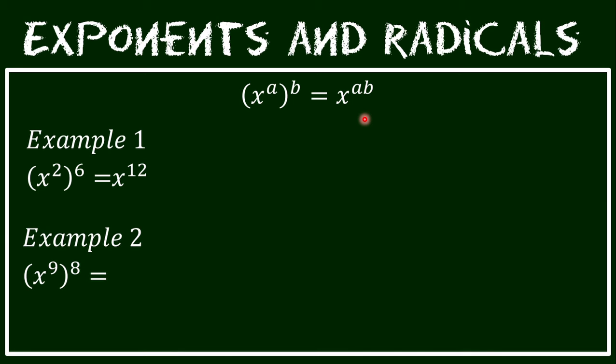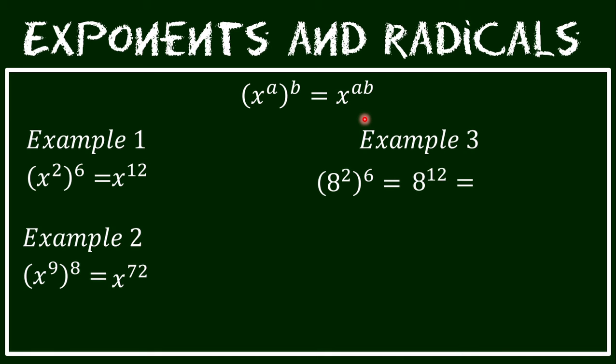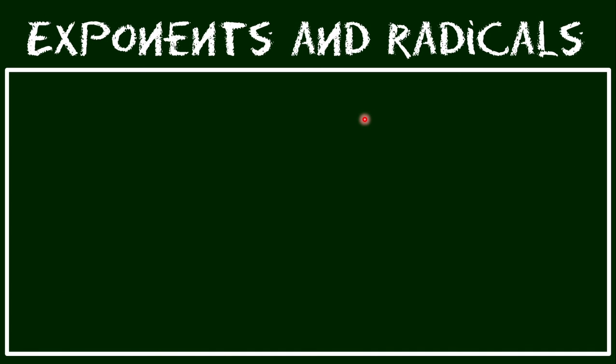And for example number 2, x raised to 9, then we have the quantity and then exponent 8, then that will be x raised to 72. For example number 3, we have 8 raised to 2 raised to 6, and that will be 8 raised to 12. Approximately, that will be 6.87 times 10 raised to 10.